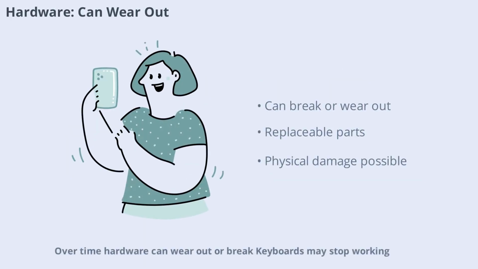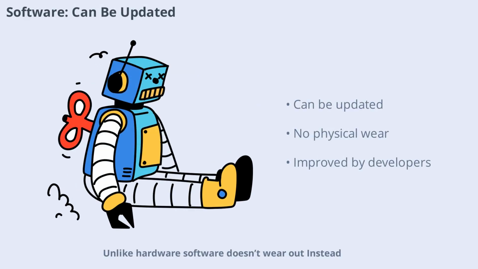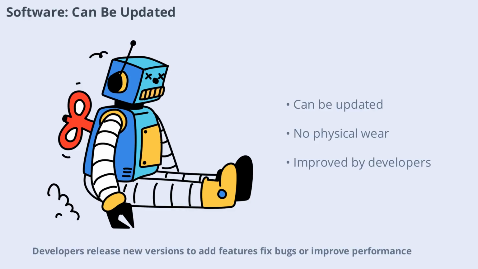Over time, hardware can wear out or break. Keyboards may stop working, screens can crack, and hard drives can fail. When this happens, you can replace the faulty part with a new one. Unlike hardware, software doesn't wear out. Instead, it can be updated or improved over time. Developers release new versions to add features, fix bugs, or improve performance. You can easily update software without changing any hardware.